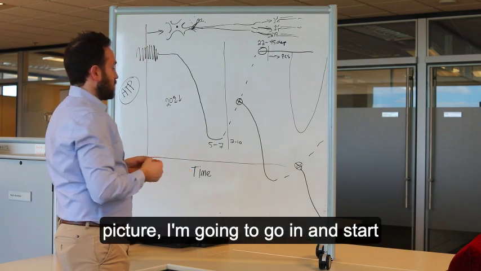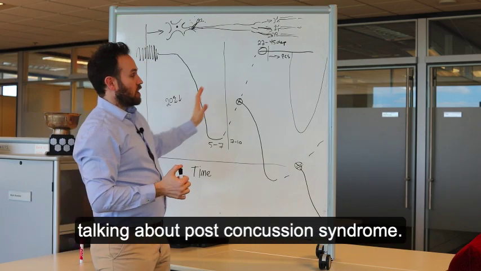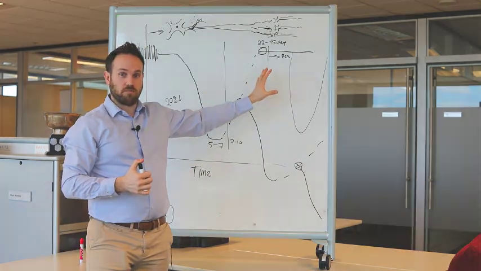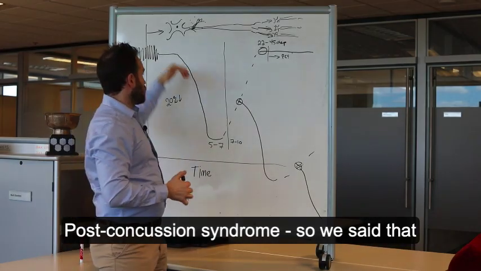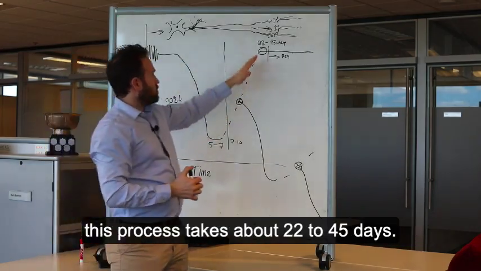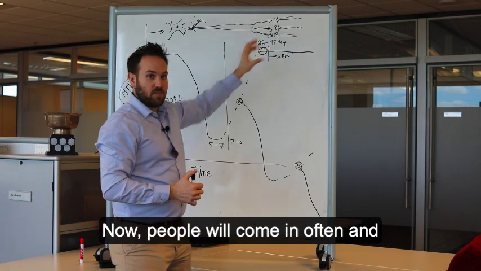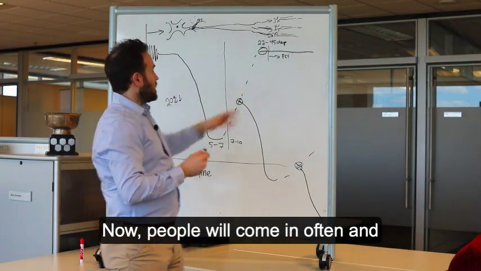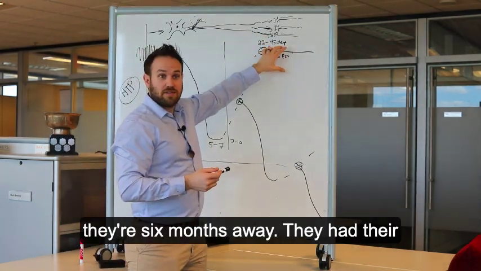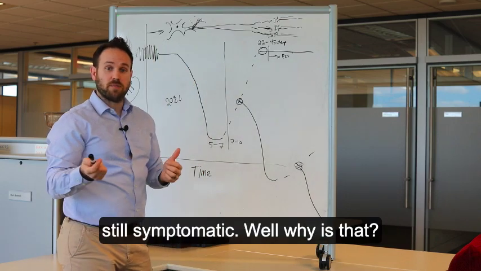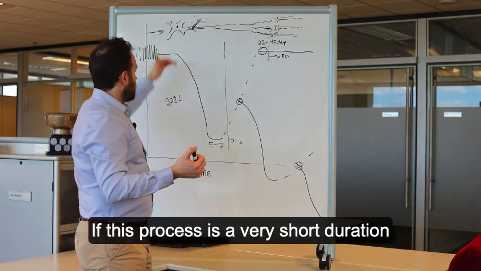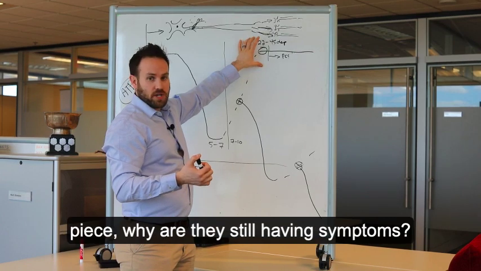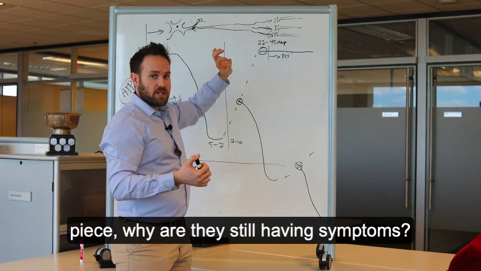Now, from this picture, I'm going to start talking about post-concussion syndrome. We said that this process takes about 22 to 45 days. Now, people will often come in 6 months away. They had their concussion 6 months ago and they're still symptomatic. Well, why is that? If this process is a very short duration piece, why are they still having symptoms?